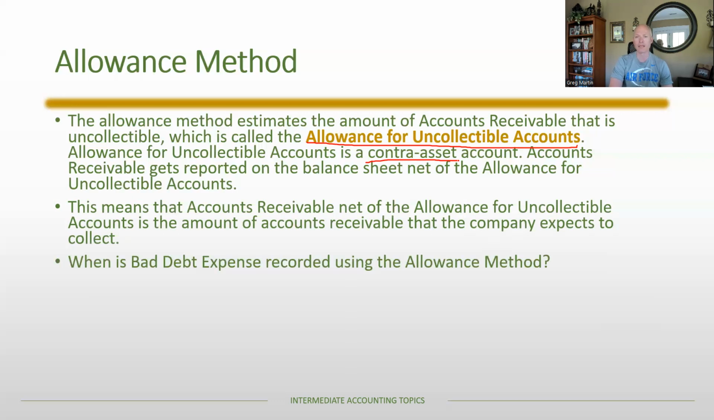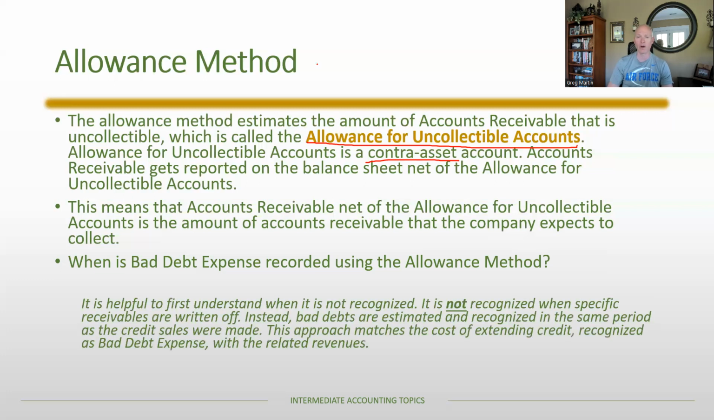So when do we record bad debt expense? With the direct write-off method, we record the bad debt expense when we actually write off the account. Under the allowance method, it is a little bit different. And maybe it helps to start by thinking about when it's not recognized, keyword not. It is not recognized when a specific receivable or specific receivables are written off. In other words, it is not like the direct method. So when we write off an account, that is not when we record the bad debt expense when we're using the allowance method.